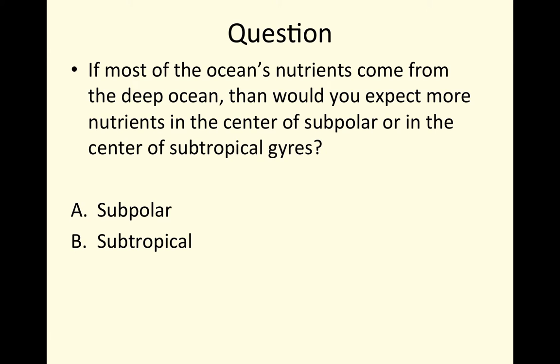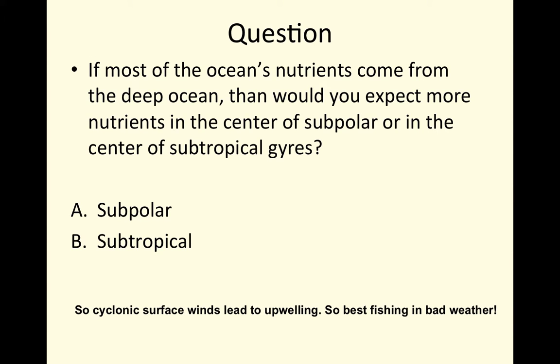So a question, if most of the ocean's nutrients come from the deep ocean, which is true and that we'll look at in the carbon cycle specifically, then would you expect more nutrients in the center of the subpolar or in the center of the subtropical gyres? And the answer is the subpolar gyres, and that's because Ekman transports outside of the subpolar gyres. As a result, to replace the surface water diverging, water comes from the depths up to replace it in upwelling, and that brings with it nutrients and relatively cold water.